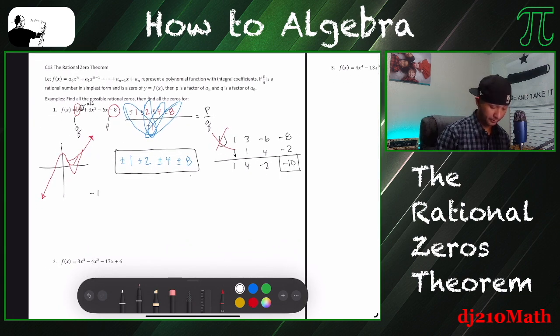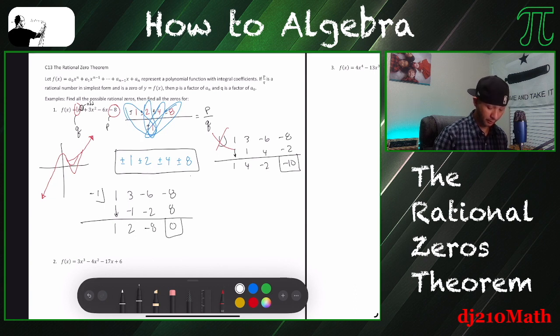Let's try negative 1. Getting the coefficients, 1, 3, negative 6, negative 8. So bring down the 1, times negative 1 plus 3, 2 times negative 1 plus negative 6, negative 8 times negative 1 is positive 8. So this is 0. So definitely, without a doubt, x equals negative 1 is a root. That's what we just found out.